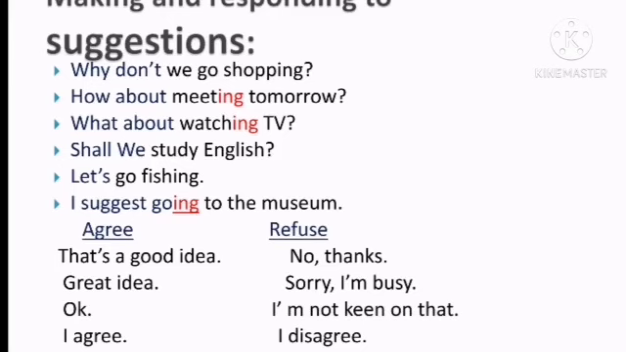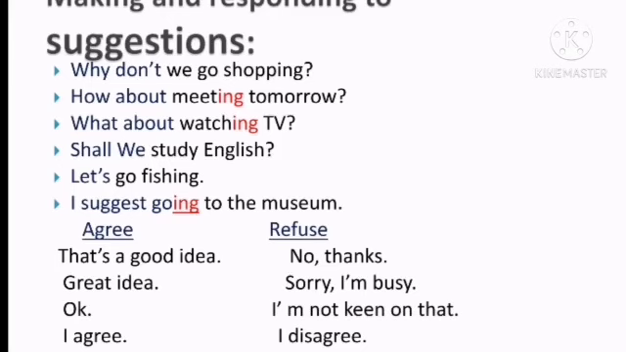So to make a suggestion, we have more than one sentence or question. Why don't we? How about? What about? Shall we? Let's. One more. I suggest. And after suggest, the verb should include ing. I suggest going to the museum. Right. After that, this is how to make a suggestion.